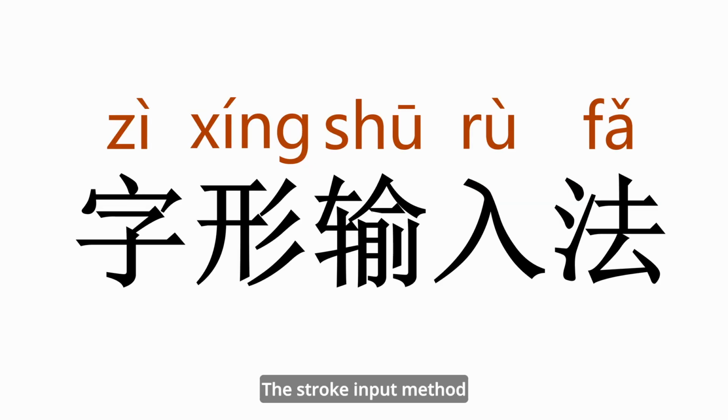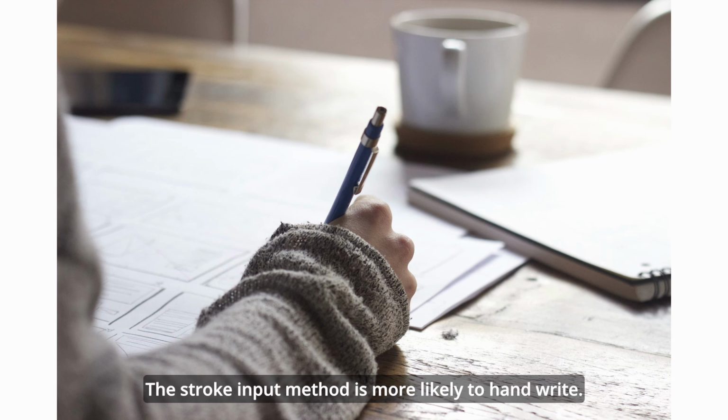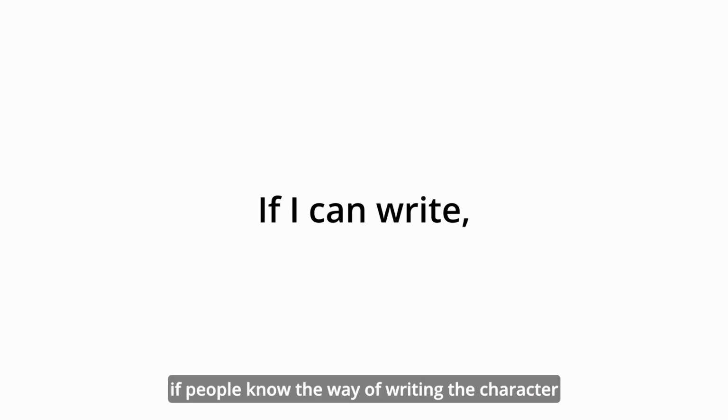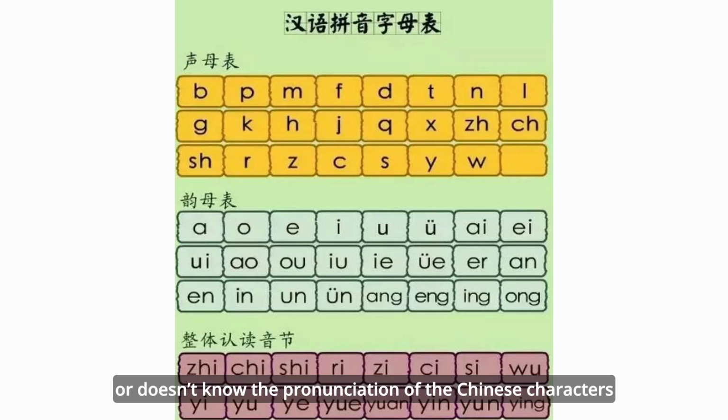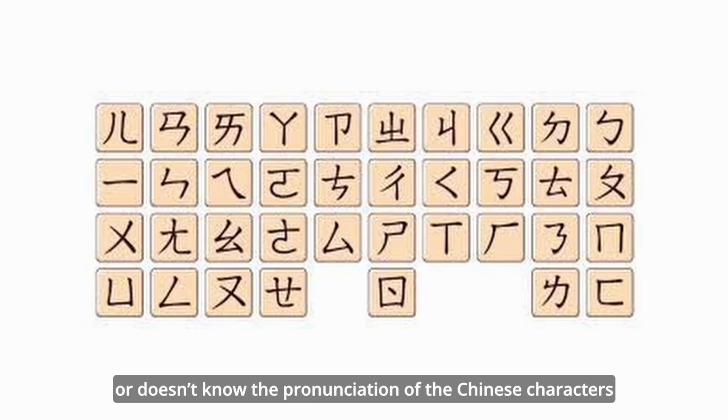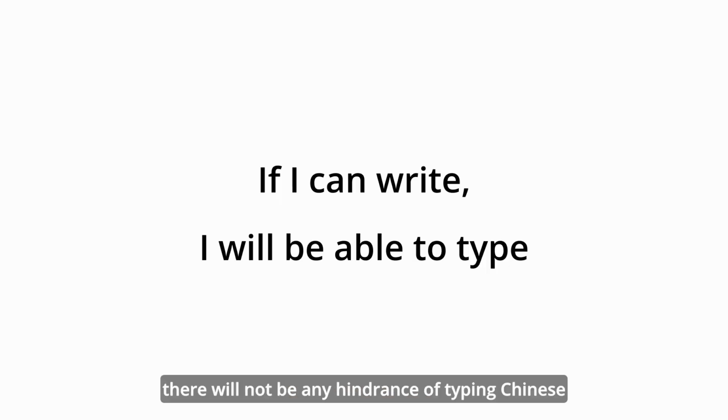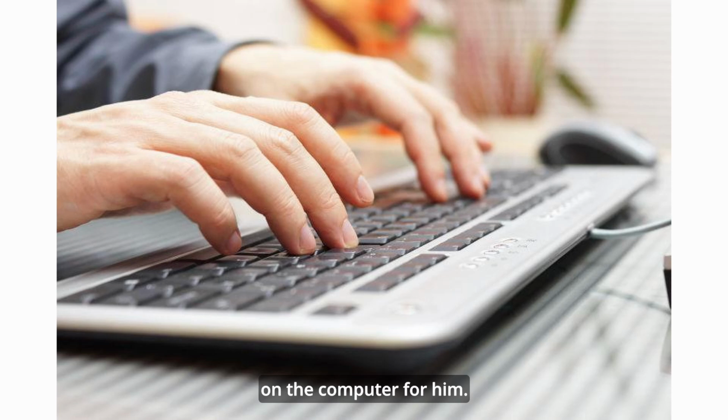The stroke input method is another logic of inputting Chinese compared with the Pinyin input method. The stroke input method is more like handwriting. This kind of input method's logic is that if people know the way of writing the character on paper, then they know how to write on the computer. So, under its logic, if a person can't read or doesn't know the pronunciation of the Chinese characters, but he can write them, technically, there will not be any hindrance to typing Chinese on the computer for him.